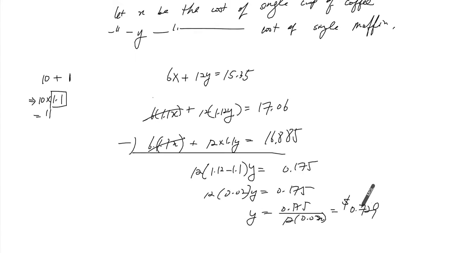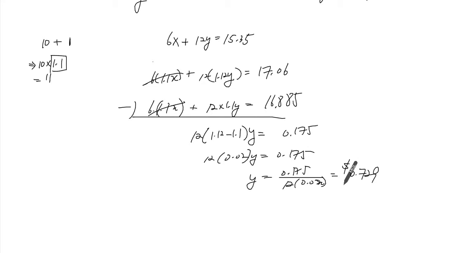Okay, so we get this. That's roughly 73 cents. Let's get x too. Let's plug it in here. Then 6x will equal 12.35 minus 12 times 0.729. So get all of this and divide by 6, and we'll get the price of the coffee.